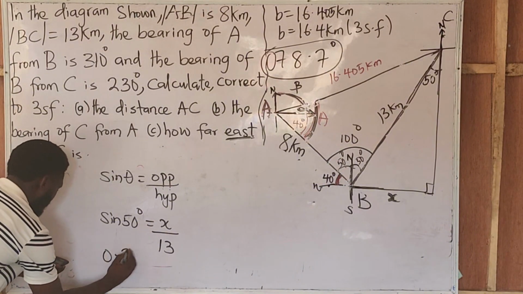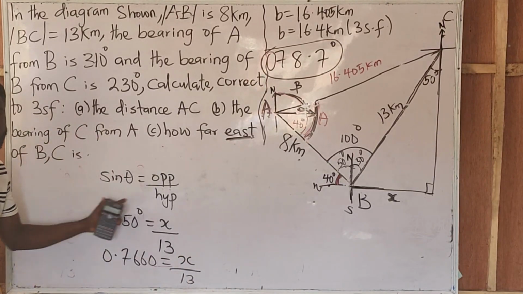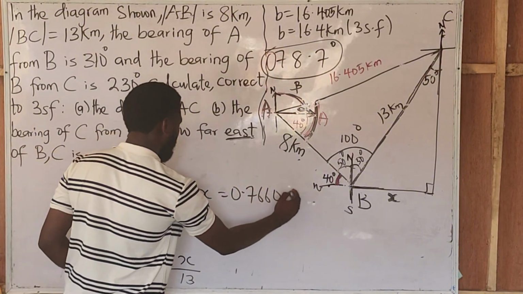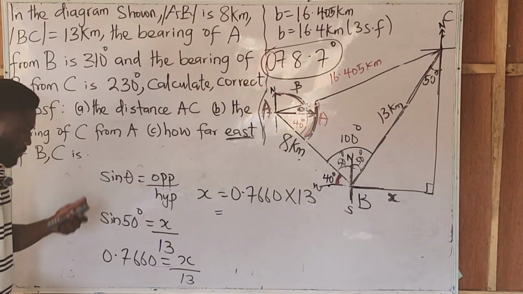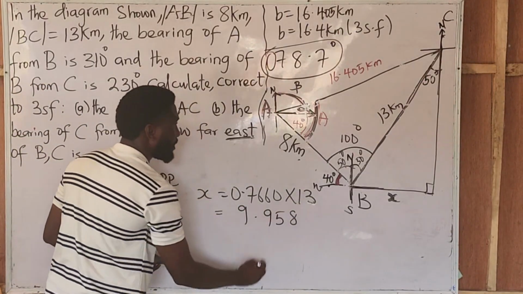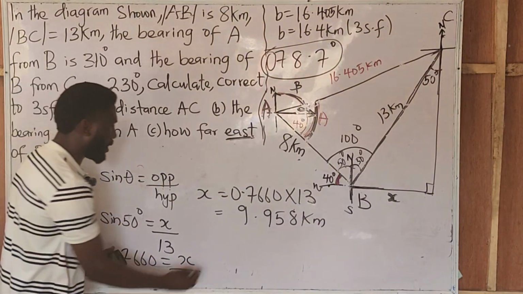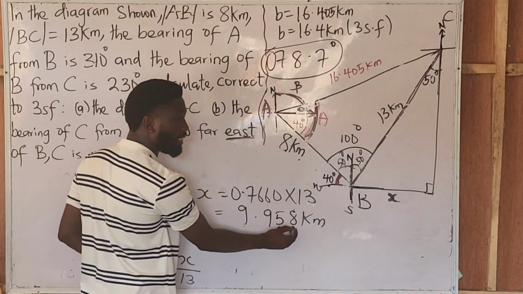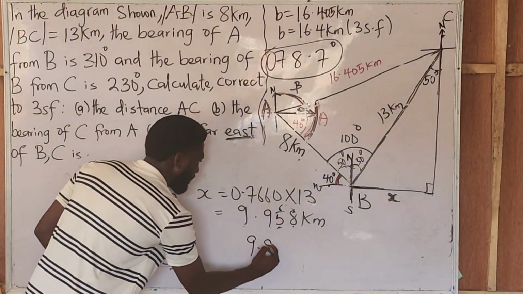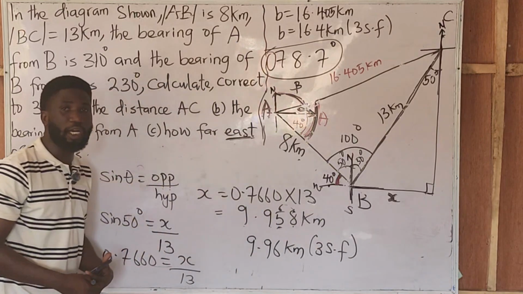So what is sine 50? So this will give us 0.7660 equals x over 13. And to get x now, cross multiply. So x now will give us what? 0.7660 multiplied by 13. And the answer there is 9.958 kilometers. So remember you have to change this to what? To 3SF. That's 1, 2, 3. What follows is what? It is 8. This 8 is going to change this to what? To 6. So I'm going to have it to what? 9.96 kilometers to 3SF. I hope you all understand.